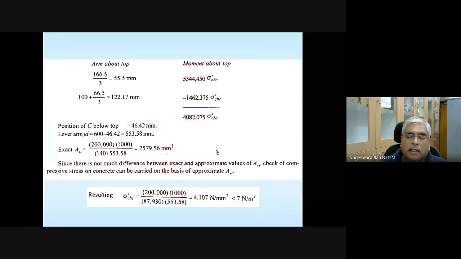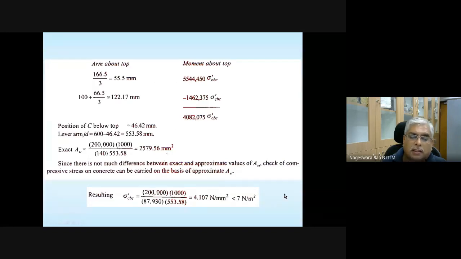Once you have that area of steel, you know the entire section details, so you can calculate stresses in the concrete and stresses in the steel at various critical locations, and check whether they are within the permissible limits or not. So this is the procedure that we looked at in the last class.